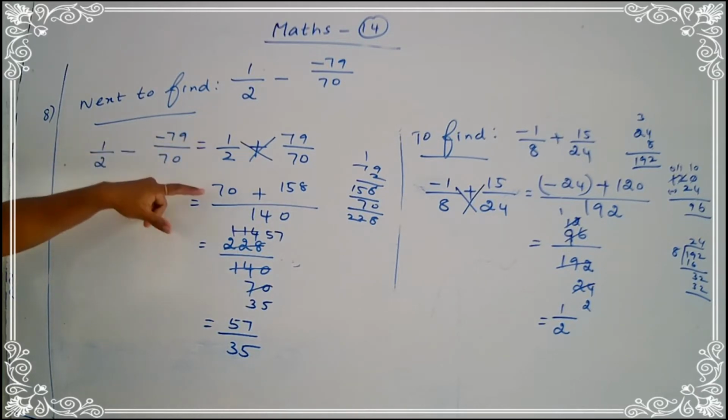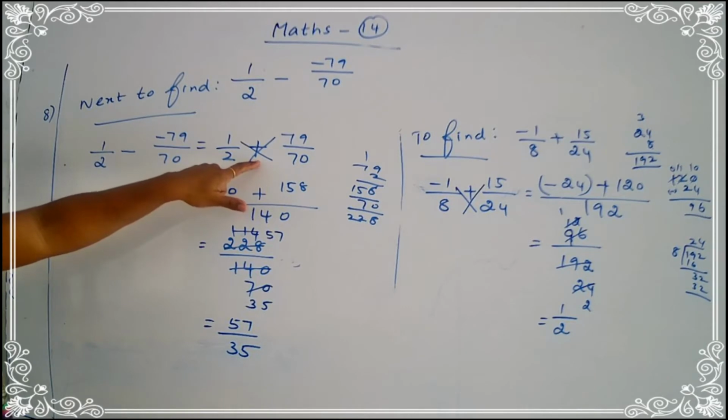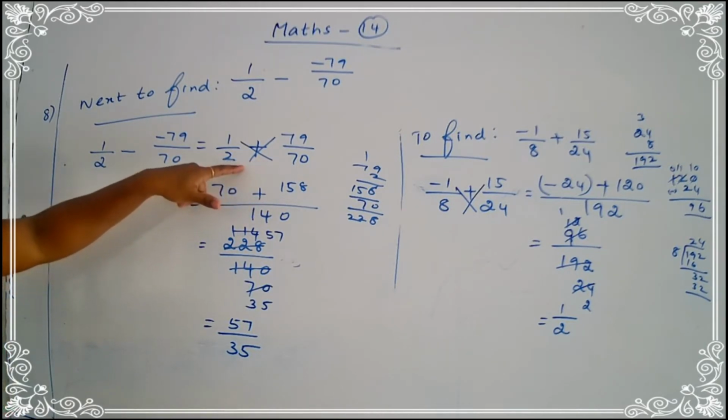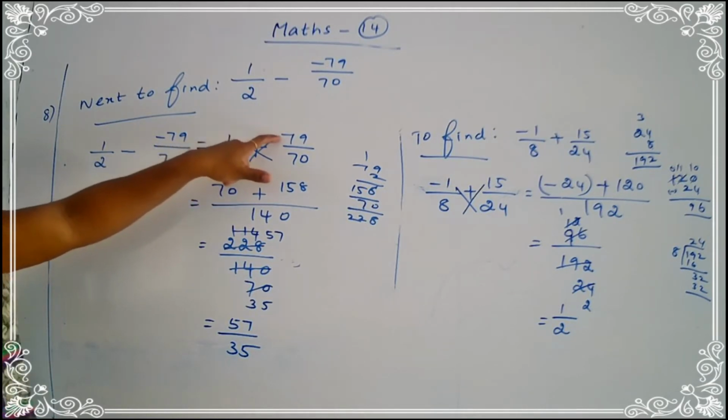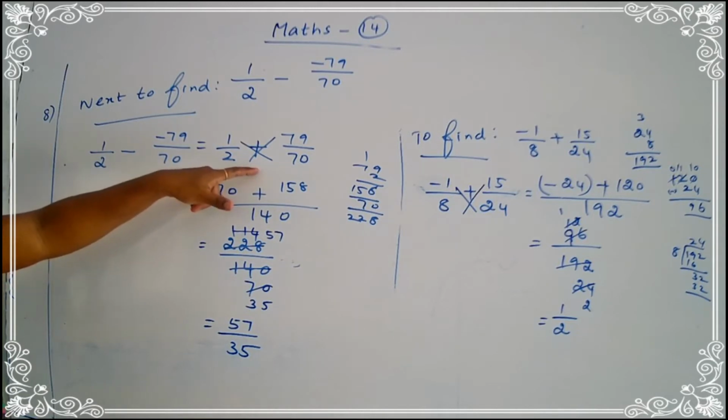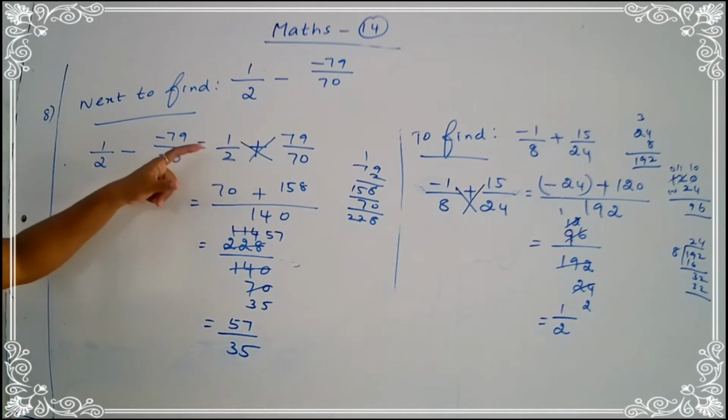Okay. Now, you see the fraction. In addition, see the denominator. If the denominators are different, we add only the numerators. But here, the denominators are different. So, we follow the cross multiplication method. Otherwise, we find it by the LCM method.